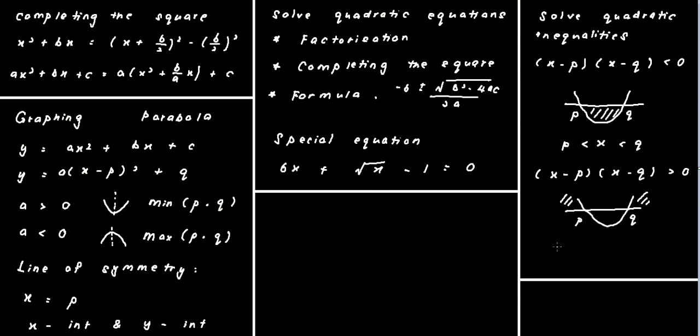Okay, so for the greater than 0 case, which means you sketch the upper part, you will have two constraints here, which is x less than p and x greater than q. It's the same thing: if you have an equal sign, then your last answer will have an equal sign as well.